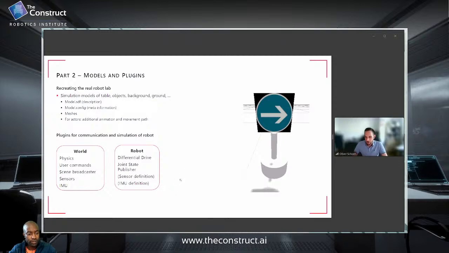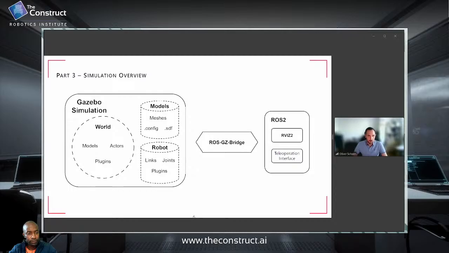Right. So the whole system would look like this. We have the Gazebo simulation on the left side with our world file that includes all the models, the actors, and the plugins. While, of course, the models are their own packages where we have the config and SDF files, but also the meshes and image files and so on. And for the robot, we have our robot description where we have the different links and joints defined, but also, as I mentioned, the different plugins that we are using.